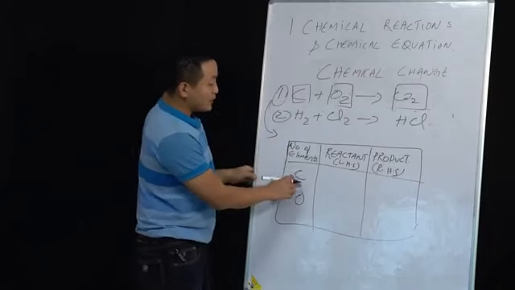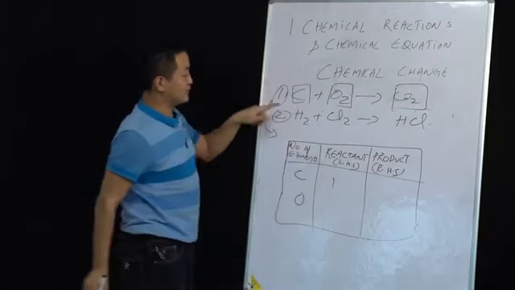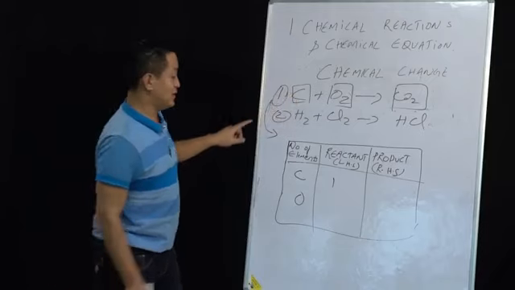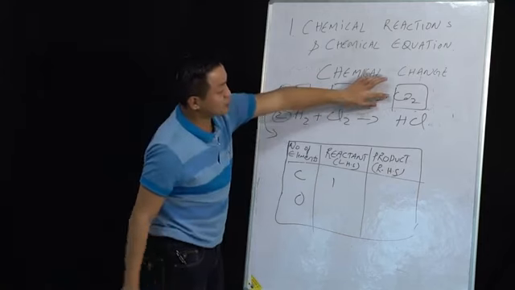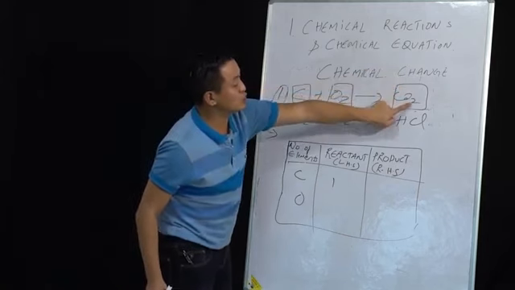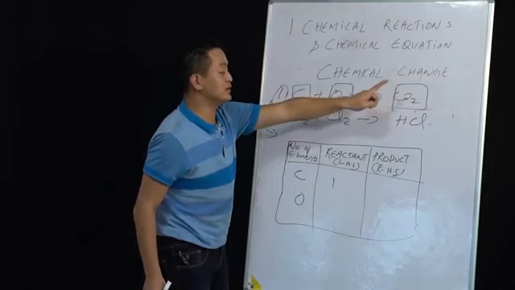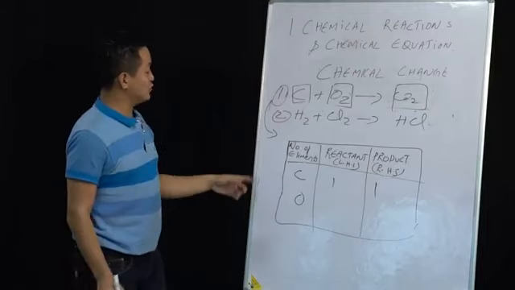Now let's see how many carbons are there in the left hand side. 1. Right? In the reactant, we get to see only 1 carbon. Now, in the product, how many carbons are there? In the product, we have CO2. That means we have 2 oxygen, but we have only 1 carbon. So, clear, done. Now, let's jump to oxygen.